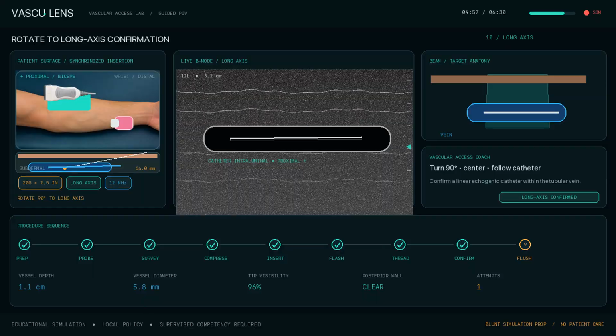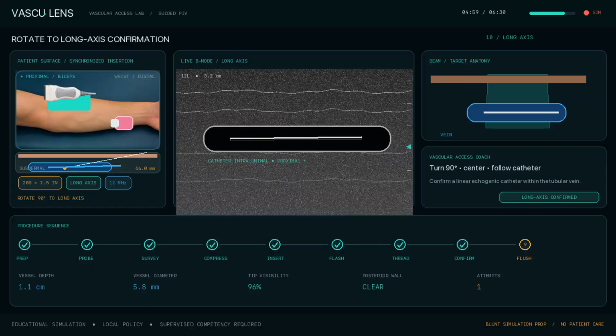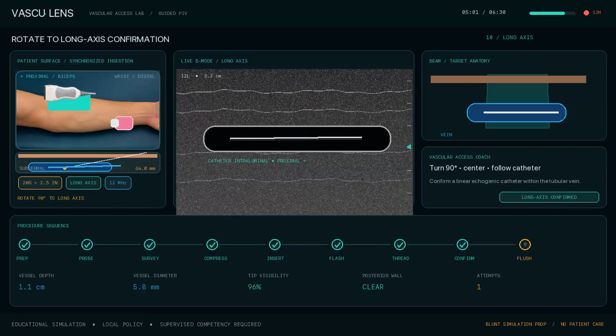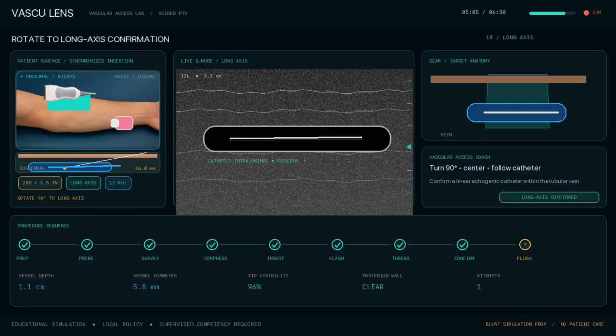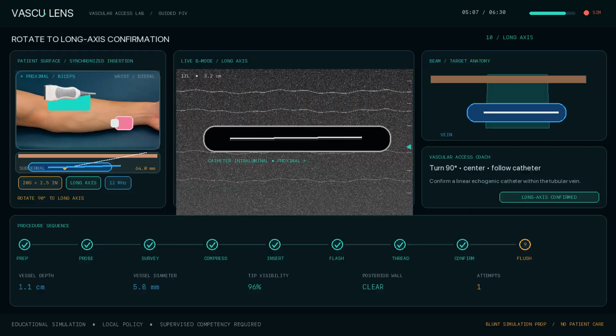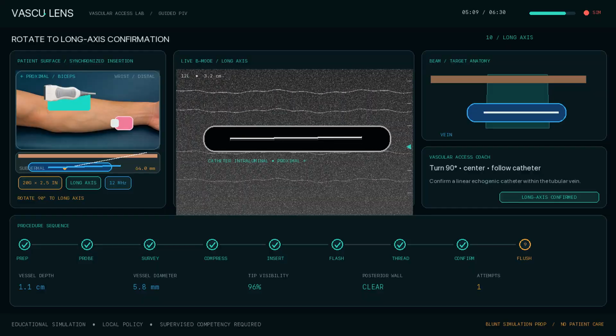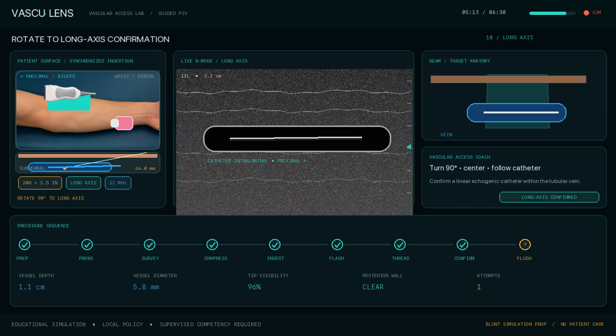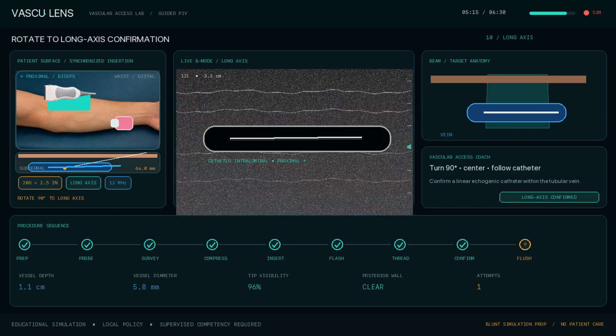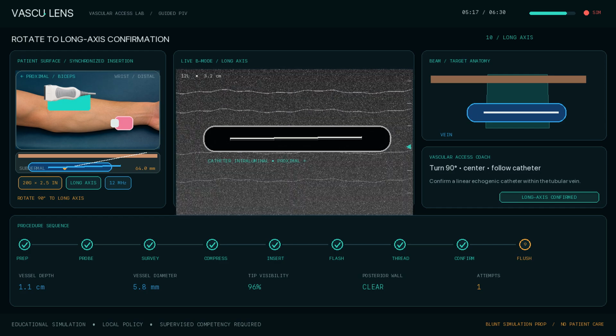In long axis, the vein becomes a tubular structure and the catheter should be visible as a linear echogenic structure traveling within the lumen. Slide and fan gently to follow it. Confirm that the catheter is intraluminal and that the tip has not crossed the posterior wall. Long-axis confirmation complements, not replaces, continuous tip control during insertion.